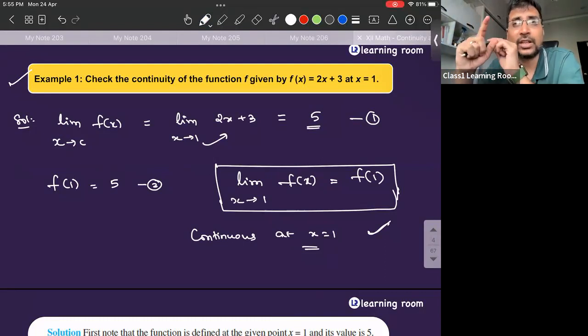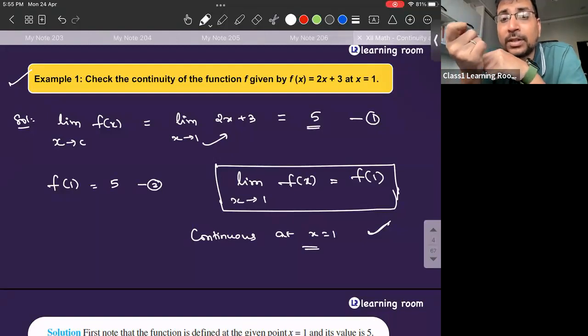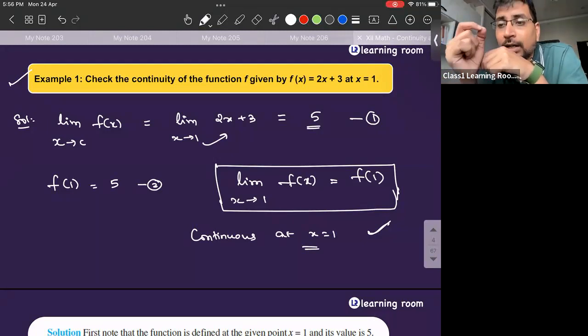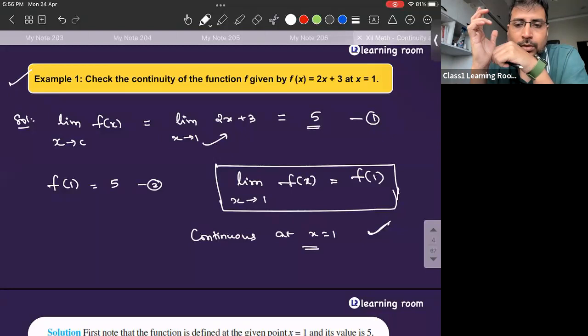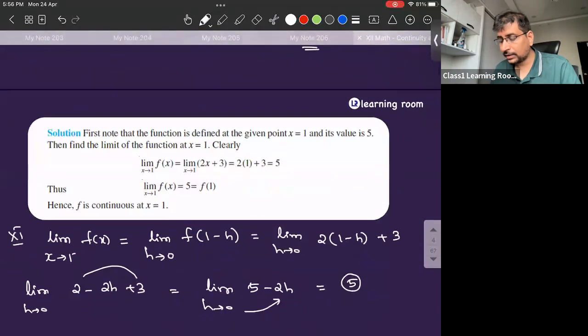But listen to this carefully. The name of the chapter is continuity and differentiability, right? If somebody asks you to check whether the given function is differentiable at a particular point, then the function will be differentiable at that point only if it is continuous at that point. So you need to know how to check the continuity. That is the reason why I'm giving you different perspectives to think. Having said that, is this clear?